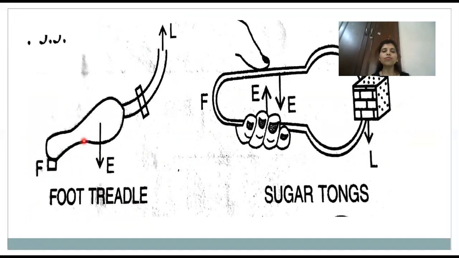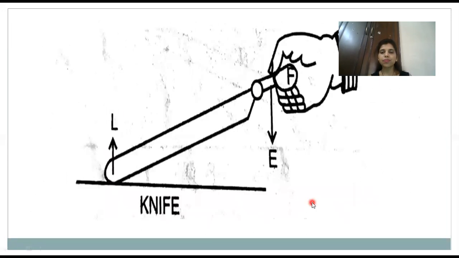Foot treadle, you can see effort is at the center, fulcrum and load on either side. So as effort is at the center, it is class 3. Sugar tongs, effort at the center and fulcrum and load at the ends. So sugar tongs is class 3. Knife, you can see here also effort is applied at the center, because when you're holding the knife, the fulcrum, the fixed point, is at your hand, and the load is what you're cutting. So again it is class 3.